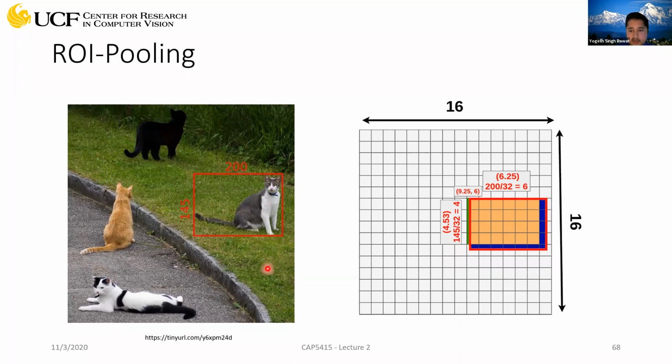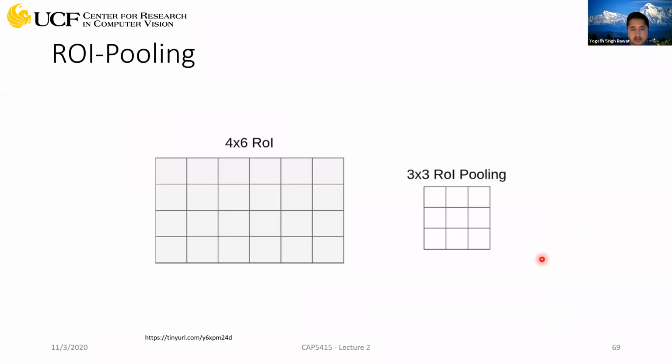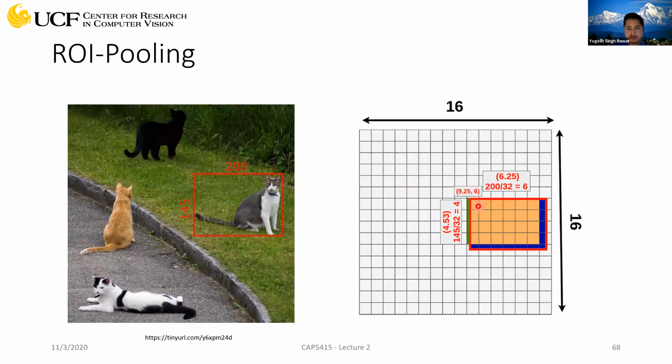Okay, so the blue region here is like the information you lose, and the green is which you gained. So green is like you're getting extra context, and the blue is like you might be missing on the content itself. Okay, then that will give you a 4x6 ROI region. This is called region of interest, right? Because you have like the height of this proposal as 4 and width as 6.